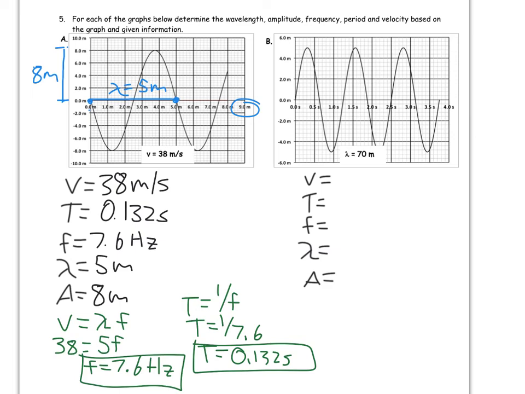Moving on to wave B, the key piece of information I'm given here is that my wavelength is 70 meters. Okay, I can get my amplitude here, of course, from reading my graph. So from the equilibrium position up to the peak, it's in between 4 and 6. We'll call it 5. That's about what it looks to be there. So that's my amplitude, 5 meters.